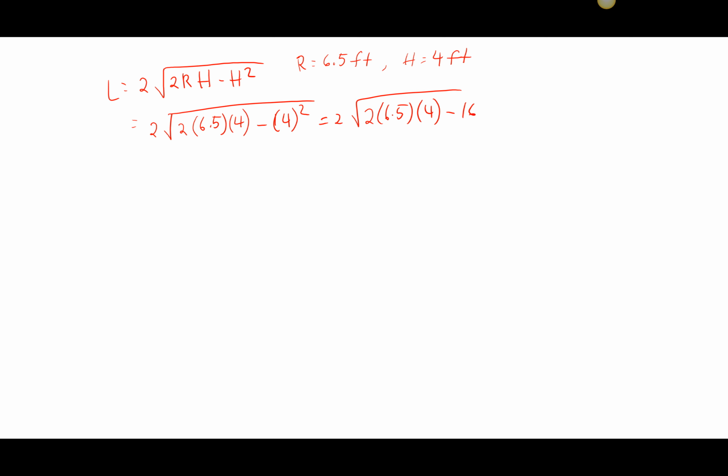Okay, lift the 2 off. Don't leave the 2 off. So then that's going to be, still working under the parentheses, 2 times 6.5 times 4, which is 52 minus 16. Then we have to do the 52 minus 16. It's going to be 36. Take the square root of 36 and multiply it by 2, and you get 12 feet.